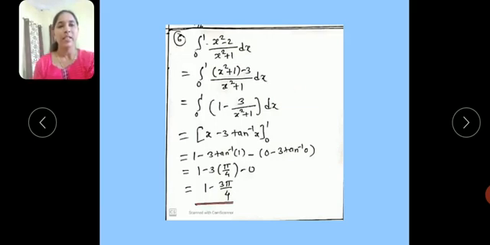Taking the integration, the integration of 1 is x, the integration of 1 by (x square plus 1) is tan inverse of x, and 3 is as it is, integrated from 0 to 1. Taking first the upper limit 1 and then the lower limit 0: 1 minus 3 tan inverse of 1 minus 0 minus 3 tan inverse 0. That is 1 minus 3 pi by 4 minus 0. We get the answer 1 minus 3 pi by 4.